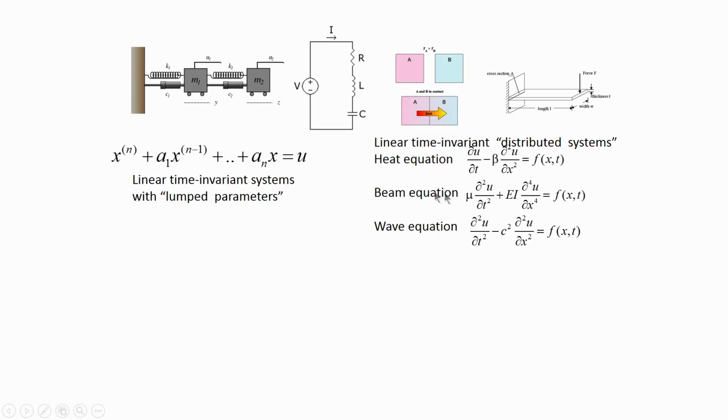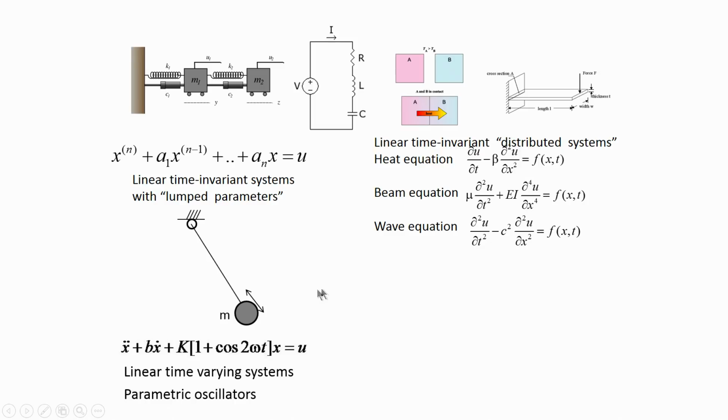In the two sets of examples that I considered, the coefficients of the derivatives of x, may it be the partial derivatives or the regular derivatives, are all assumed to be constant, but that is not really necessary. So, for example, if you have a differential equation of the kind that is shown here, x double dot plus b x dot plus k times 1 plus cos 2 omega t times x is equal to u, you see that the coefficient of x has a time varying component. Now, one can easily show that even this represents a linear system.